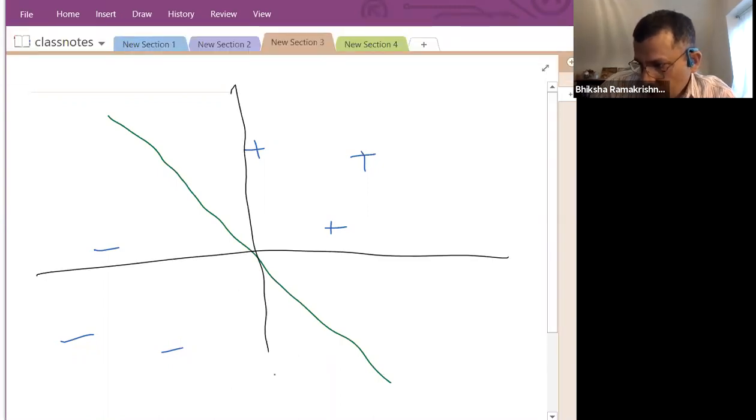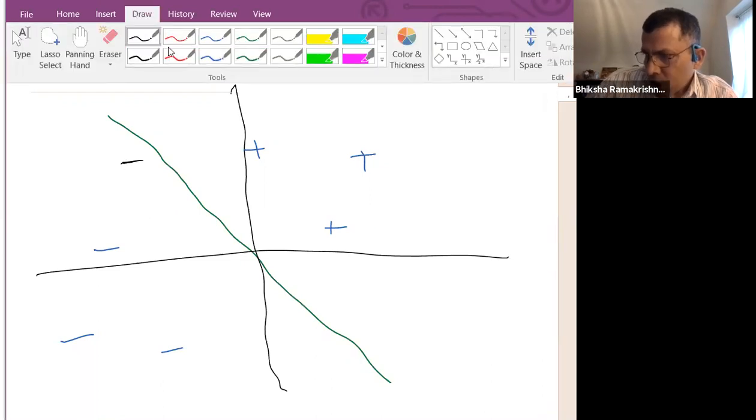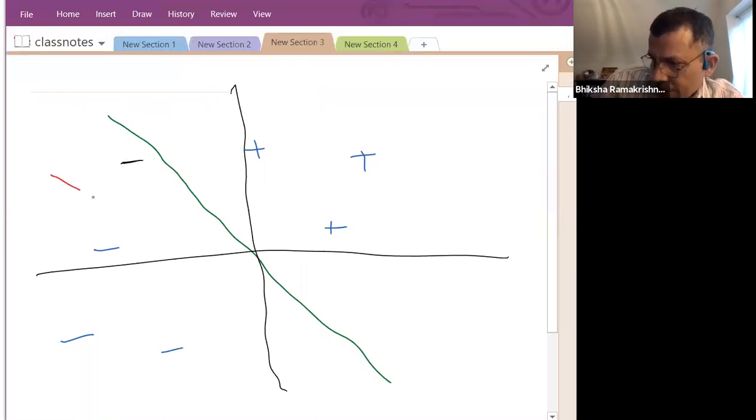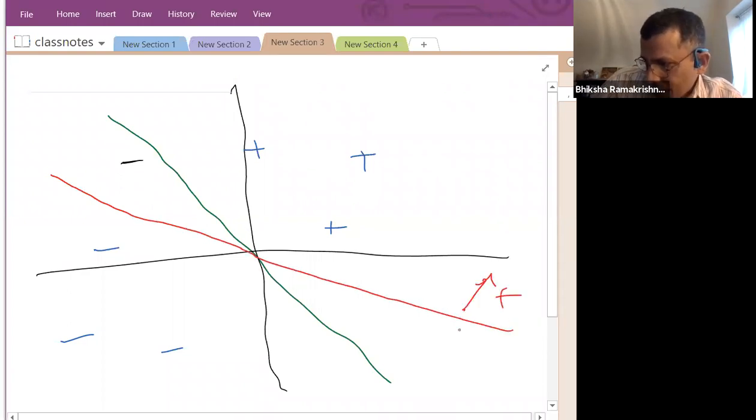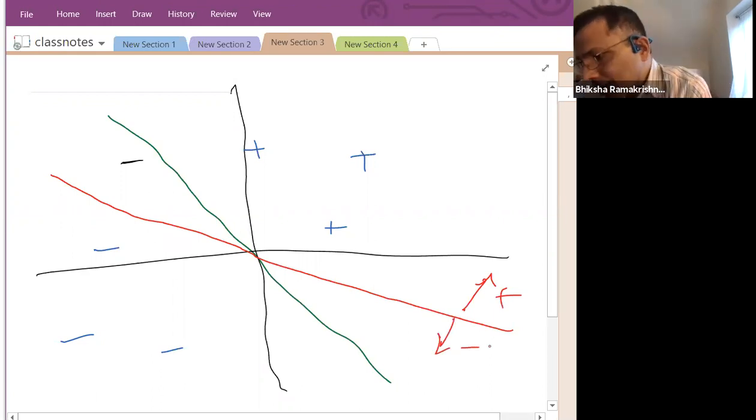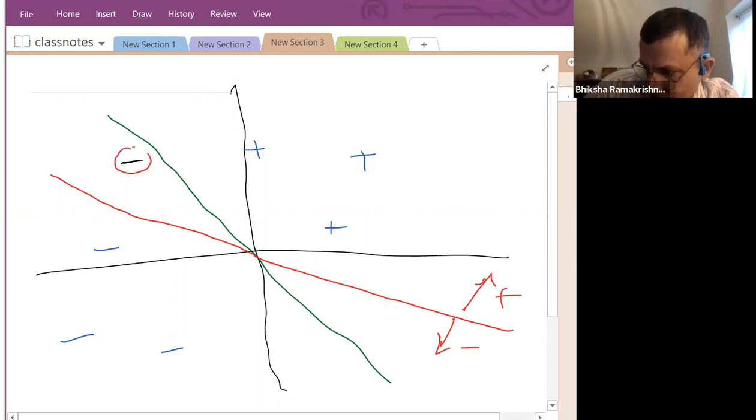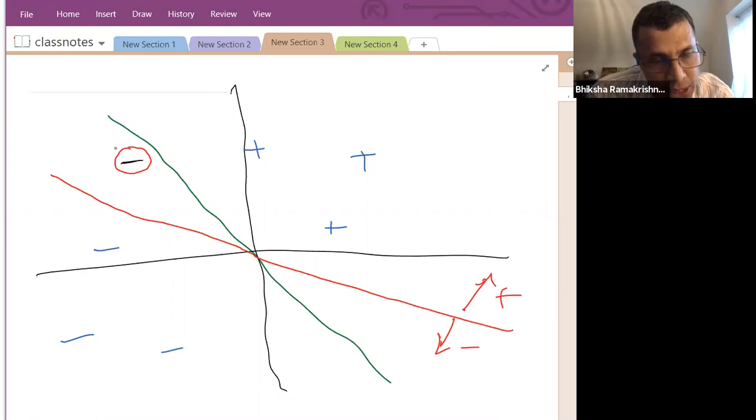These are my axes. But now, suppose I have a... Let me add a minus here. This will be convenient. Suppose I have this minus. Now, suppose my initial guess for the decision boundary was this guy, which calls this plus and this minus, okay? Then it's making an error, correct? It's misclassifying this point.